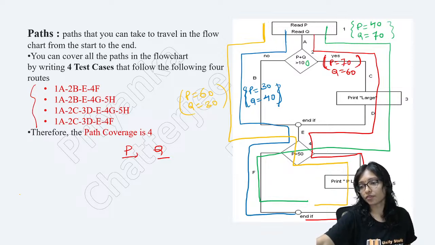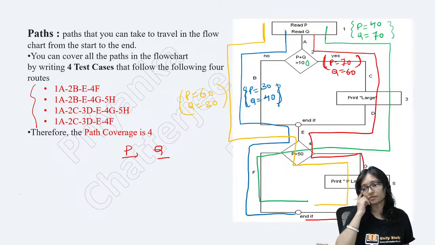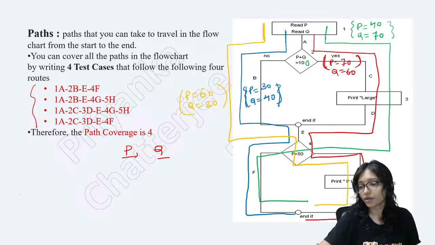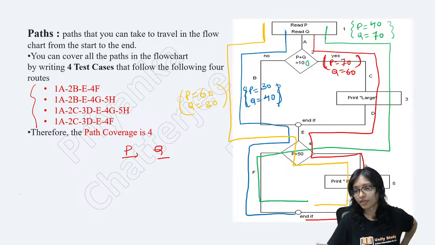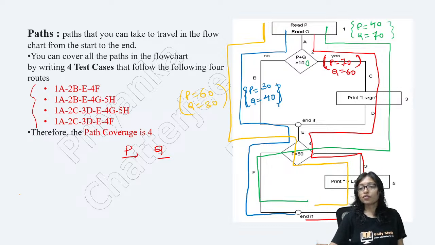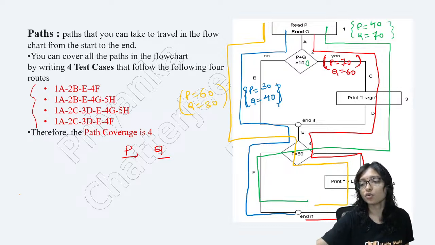Is this clear to everyone? Okay. Yes. How to find the value? Jyoti, how to find the value?